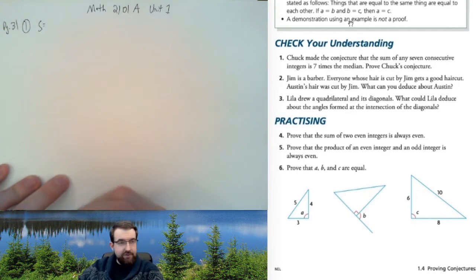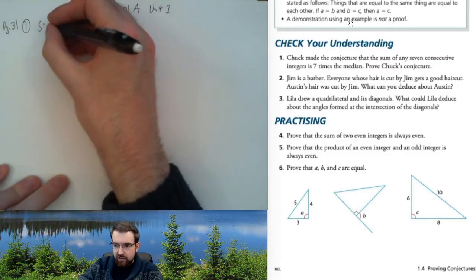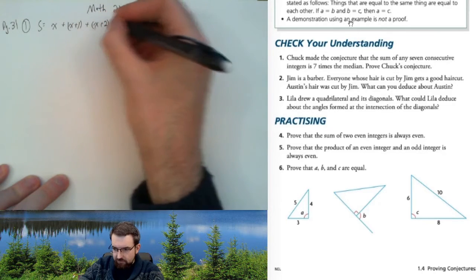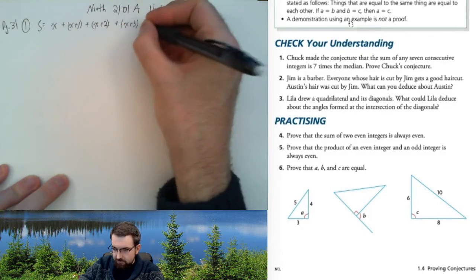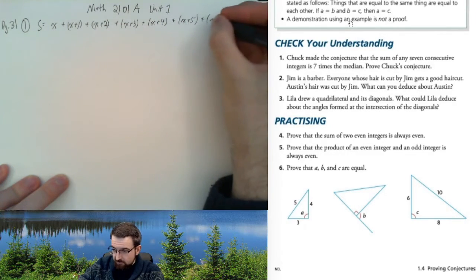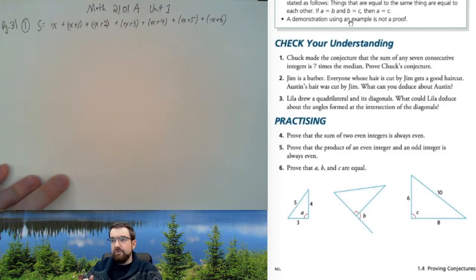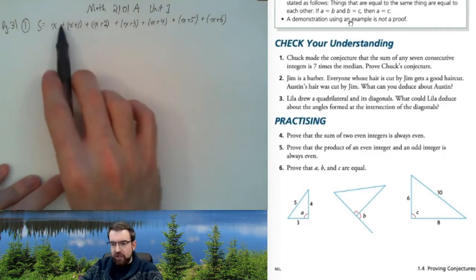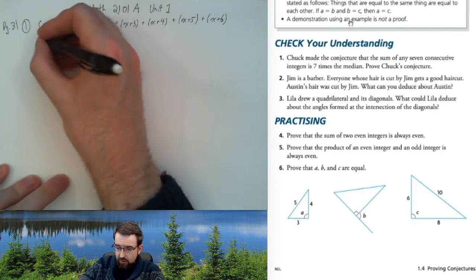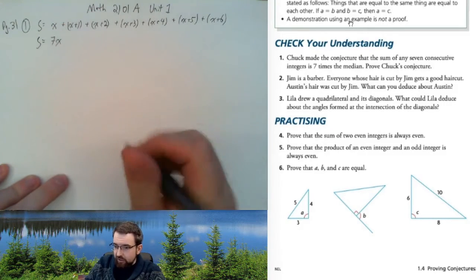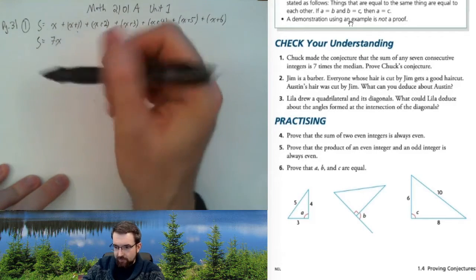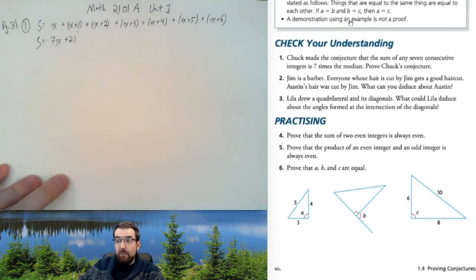So the sum of 7 consecutive integers can be x plus... Start off with some number, and then 1 more than it, 2 more, 3 more, and so on. So if I add these together, there's 7 x's. I already know that. 1 plus 2 is 3, plus another 3 is 6, plus 4 is 10, 15, 21, right?